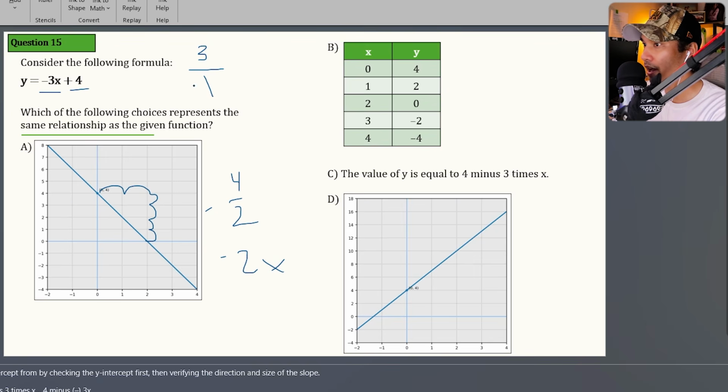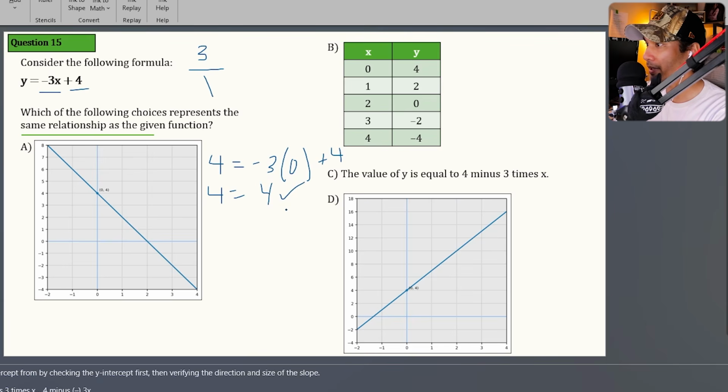So we could rule out A. That's what I would be doing. I would rule out each one. And then over here, we have x and y. We have a table, so we just plug in the values. So y is 4. I go 4 equals negative 3 times 0 plus 4. What is negative 3 times 0? That is 0, plus 4. It's 4. That checks out. And then I would keep going down the line.